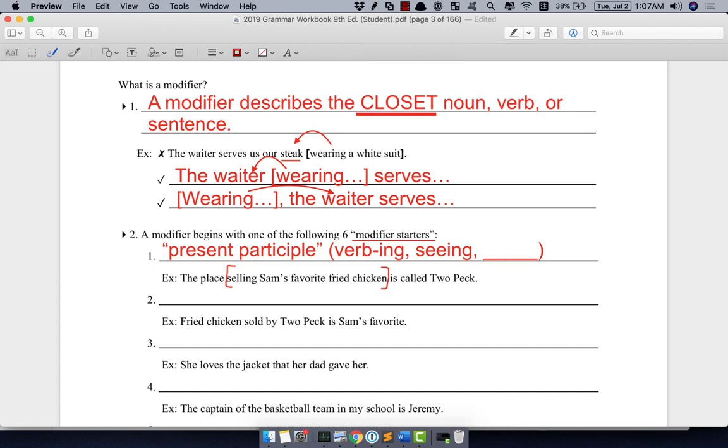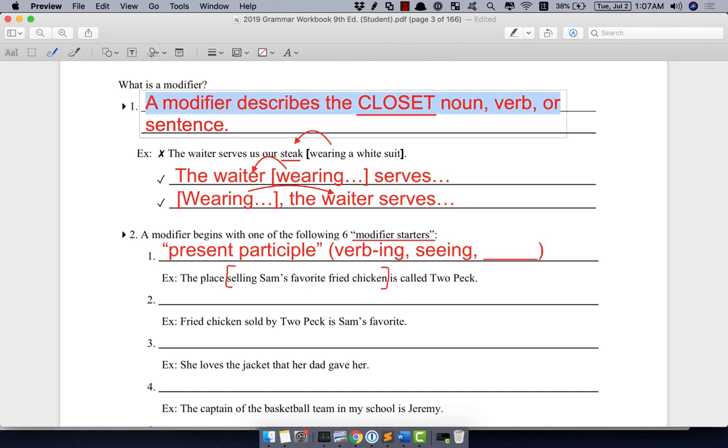And what does that describe? According to the definition, a modifier describes the closest noun, verb, or sentence. So "selling Sam's favorite fried chicken" describes what? Draw an arrow to it, and it describes the place. So draw an arrow to the place. Okay. And modifiers are like extra phrases, extra fluff to the sentence. So you can take out the modifier and the sentence should still make sense.